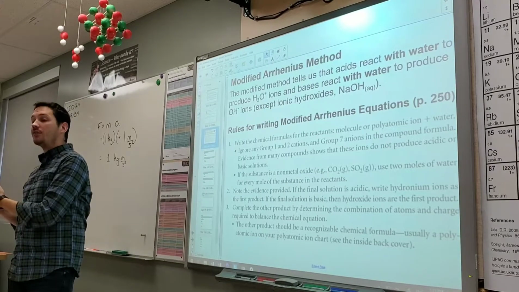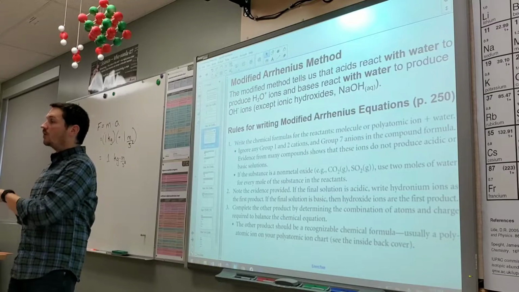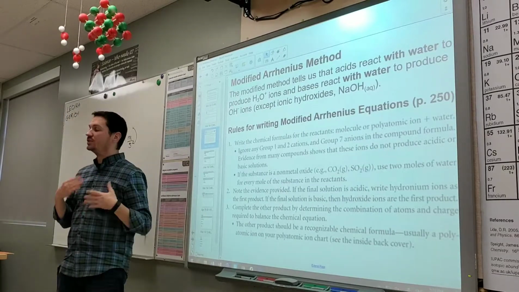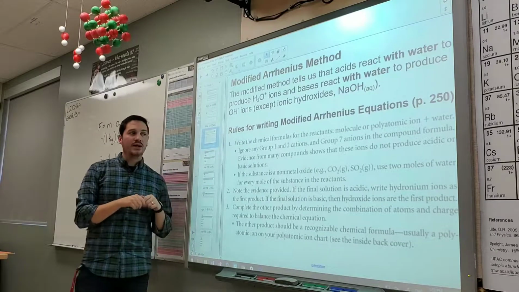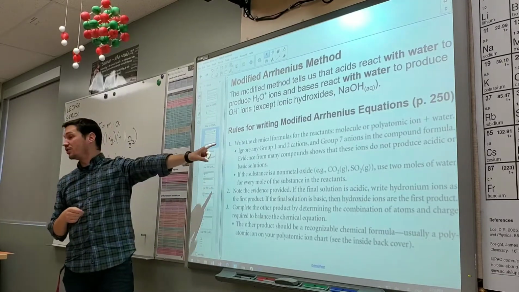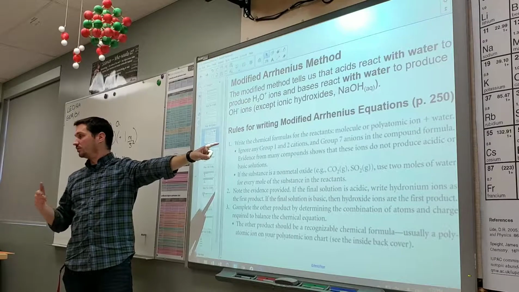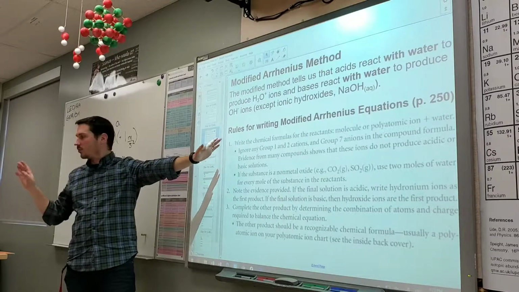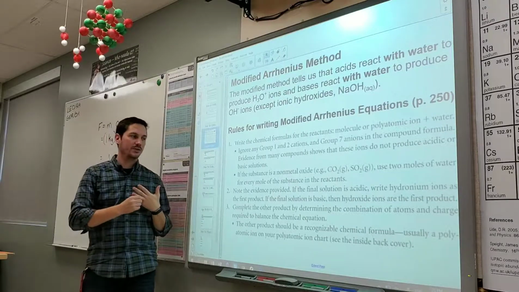Now what you need first is an observation. You need to actually know if it's acidic or basic in order to do this. So, rules for writing modified Arrhenius equations. Step number 1 should say, do you know if it turned red litmus blue or blue litmus red? Like, do you know if it's actually acidic or basic? Because you need to have that information.